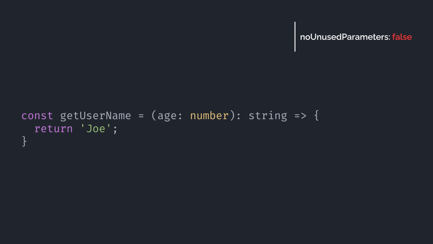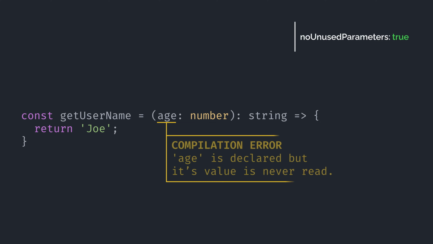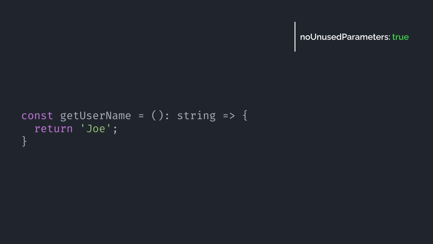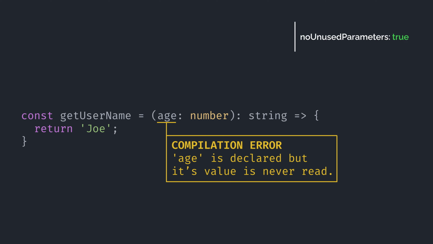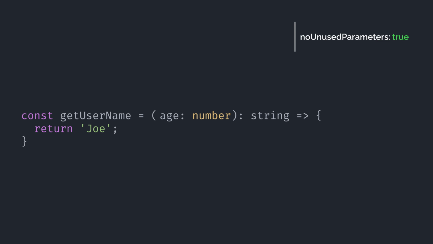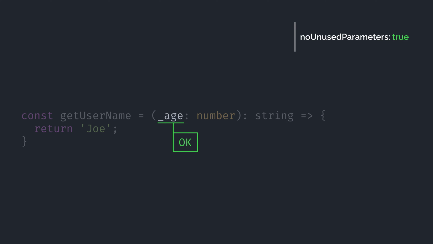noUnusedParameters does the same thing, but for function parameters instead of local variables. It will emit an error if there are unused parameters in functions. The motivation is the same: remove unnecessary code. Tip: if you really want to declare some unused function parameter, you can do so by prefixing it with an underscore. In our example, we could change age to _age, and TypeScript would be happy.